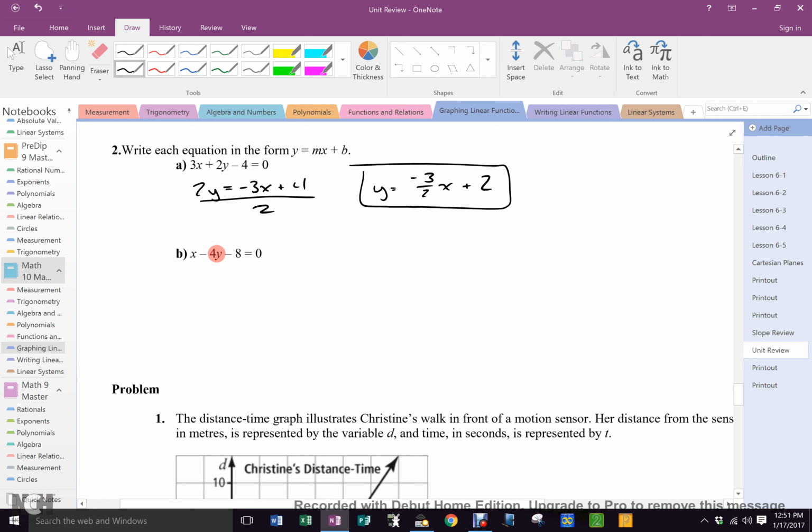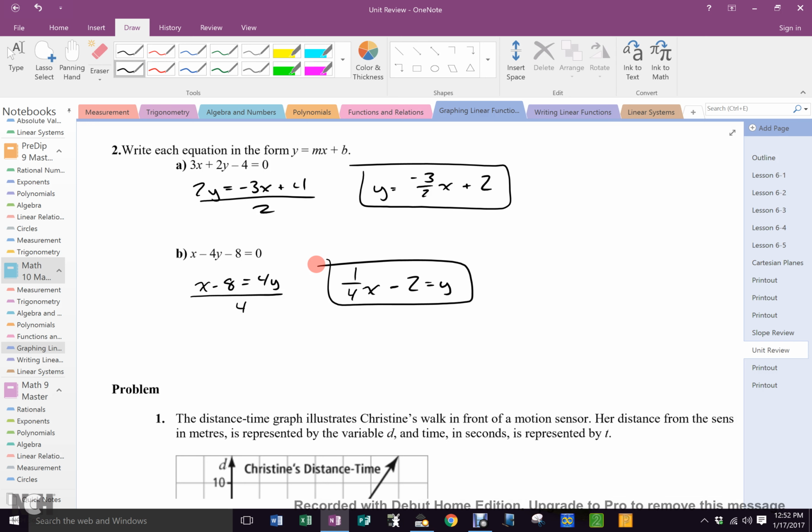This one, Y is negative, so I would move him. X minus 8 equals 4Y. Divide everything by 4. 1/4 X minus 2 equals Y. Everybody cool? Any questions? Okay.